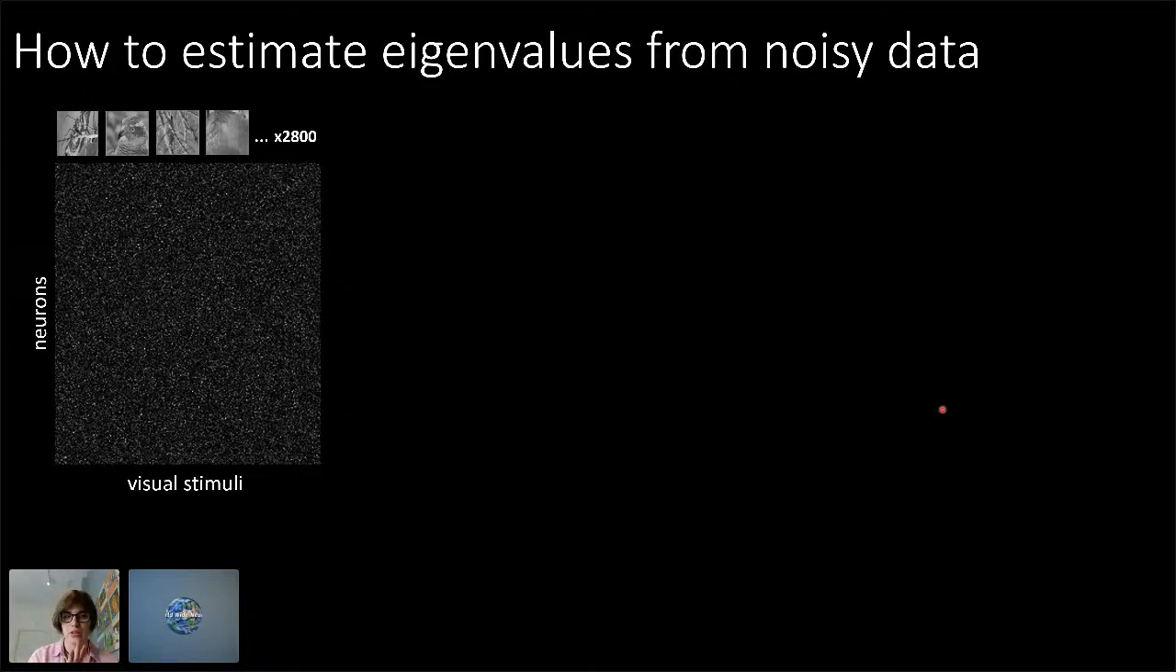So let's say I have this matrix that's neurons by visual stimuli, and we can define it as having signal phi plus some independent noise epsilon. Now what will happen, I'm going to do a simulation where I start with this pure signal and I start to add independent noise, and we're going to look at what happens to our eigenvalue spectrum.